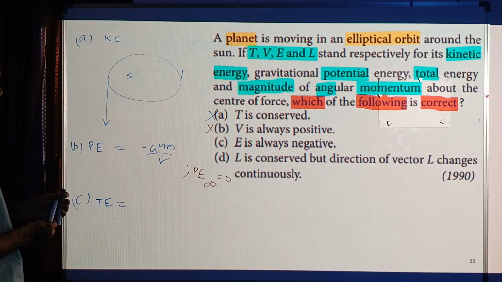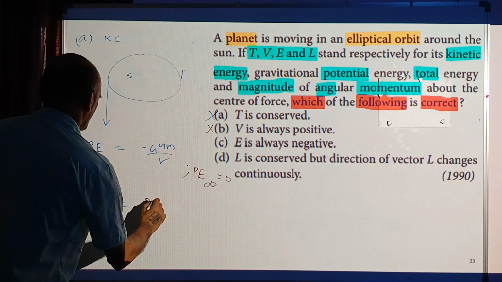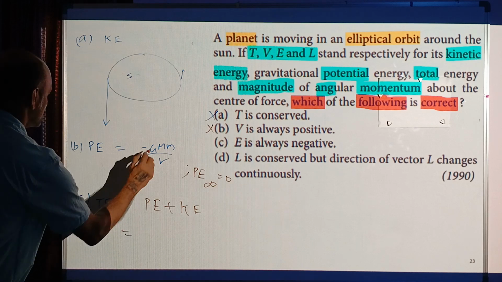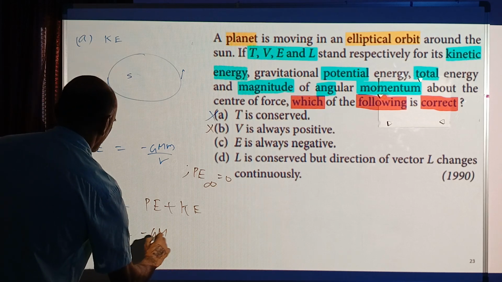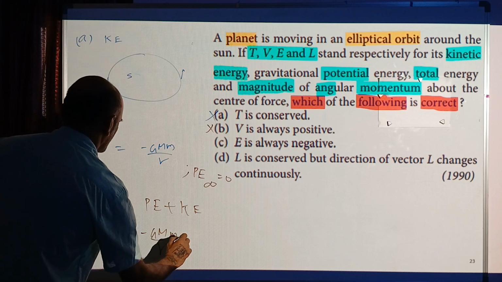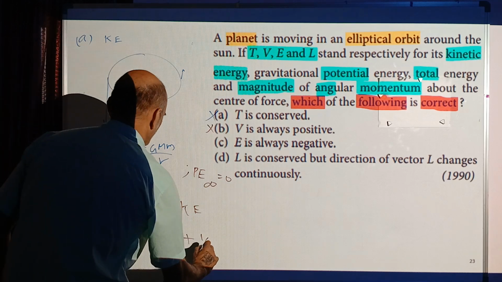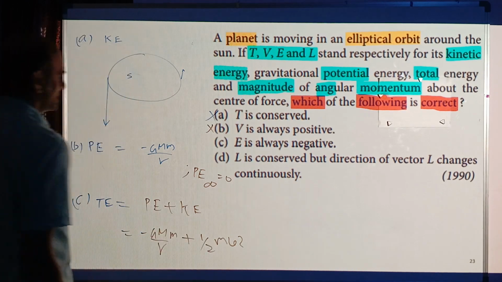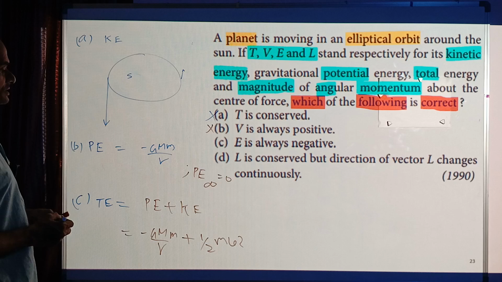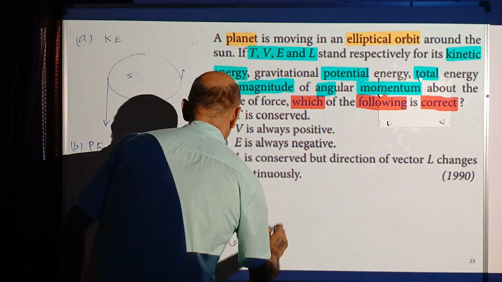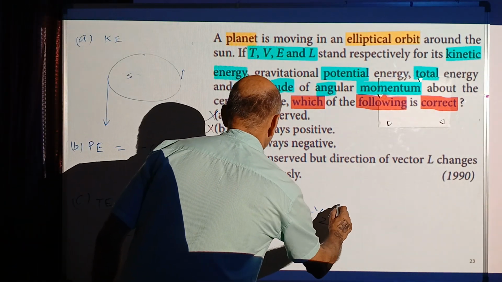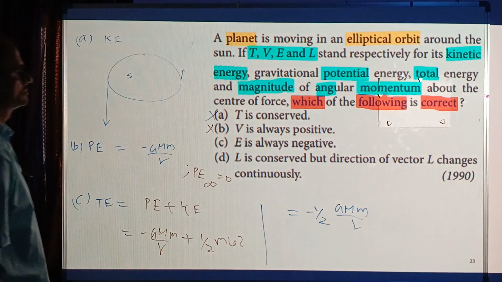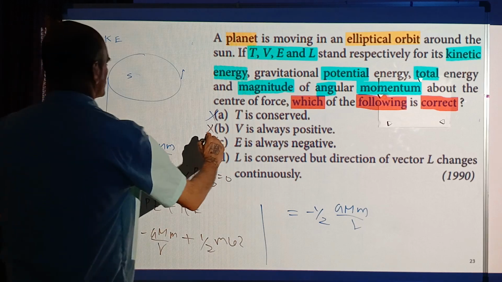E, total energy. Total energy is potential energy plus kinetic energy. Potential energy is minus GMm by r. Kinetic energy is half mv square, where v is the orbital speed. This orbital speed we can get from equating the gravitational force to the centripetal force. If you do this, the standard formula is minus half GMm by r. So it's always negative. So C is true.